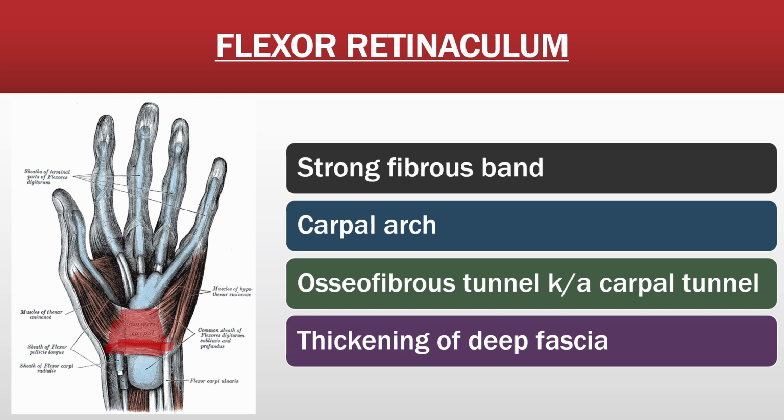Osteofibrous tunnel means on the inner aspect you have the carpals, on the upper aspect you have the fibrous sheath, right? That is the deep fascia. So in between there is a tunnel. This tunnel is known as the osteofibrous tunnel. This is also known as the carpal tunnel. So the structures that pass through this carpal tunnel may be prone to compression, and that condition will be known as carpal tunnel syndrome.